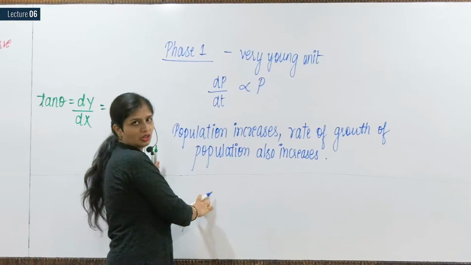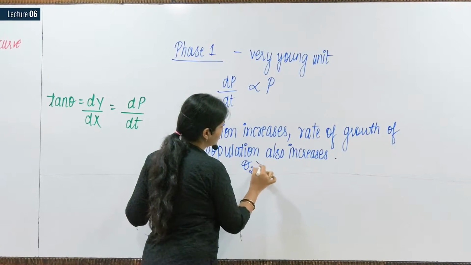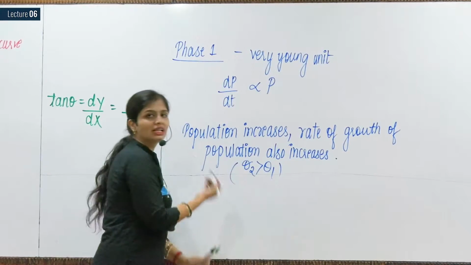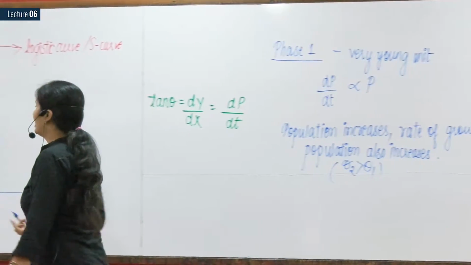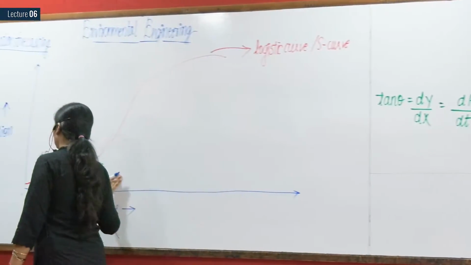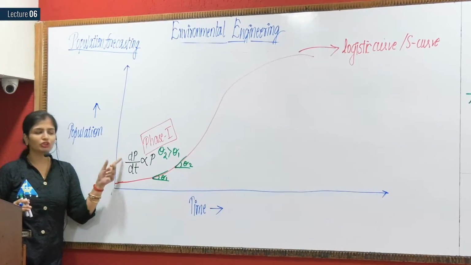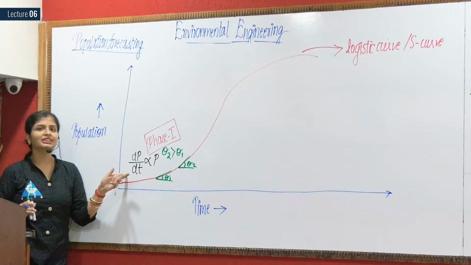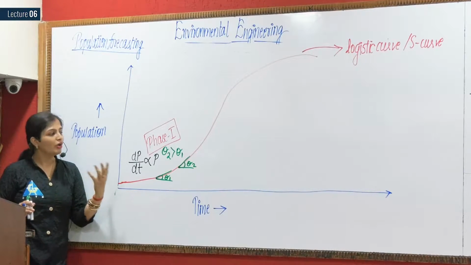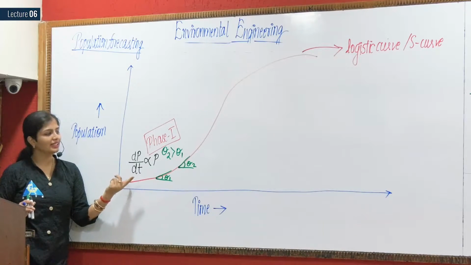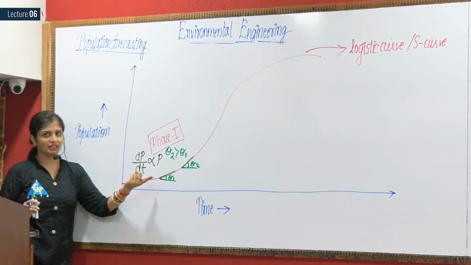This happens in phase 1, and how did you calculate that rate of growth of population is also increasing? You just calculated the slopes at 2 points and you came to know that theta 2 is greater than theta 1. I told you this just for explanation purposes, because if I had written the statement that rate of growth of population increases in this phase, you would have asked me, ma'am, how could you say that? So that is the reason I have done this, to make you understand.